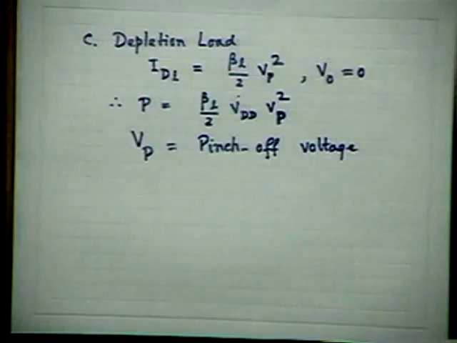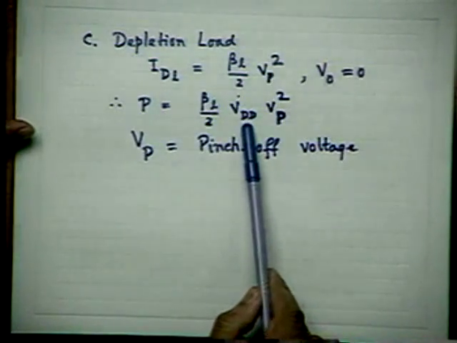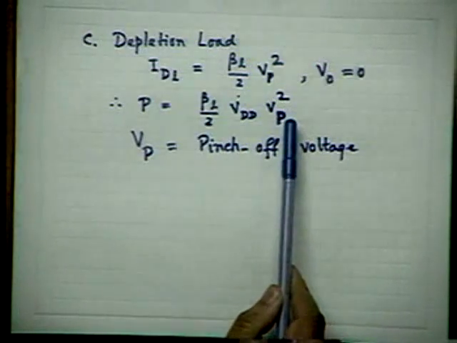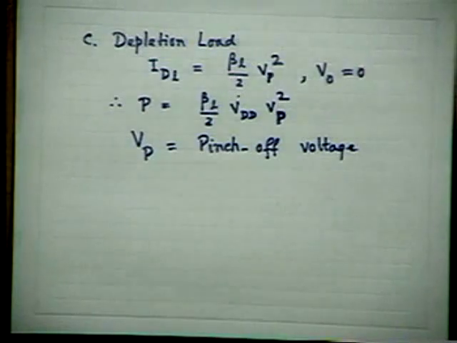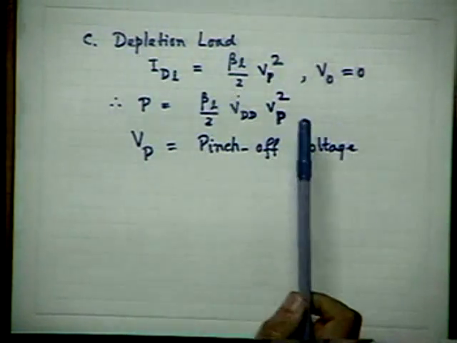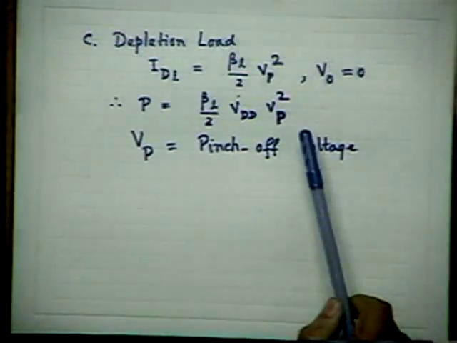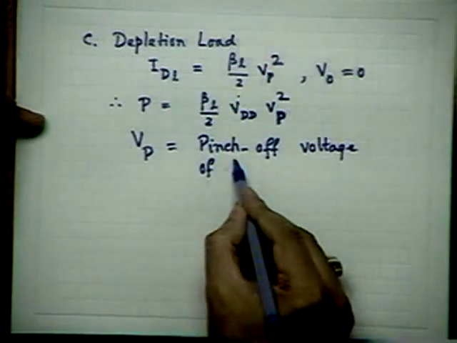Alright? And this is again another indicator of the depletion load, that here the dependence on VDD is much less, proportional to VDD, but it is dependent on the square of the pinch-off voltage or threshold voltage. Same thing. Pinch-off voltage and threshold voltage are the same for the load transistor. Please remember, I am referring to the load transistor. This is the pinch-off voltage of the load transistor.